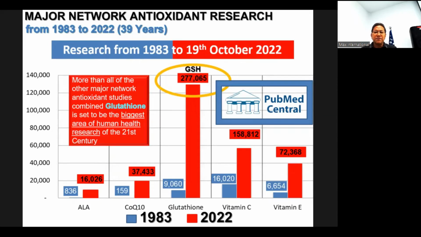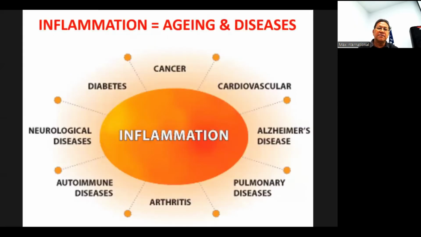The researchers won't be wasting their time doing research on something that's not important. And the number of research papers published is an indication of how important it is. So as you can see, all the other 4 combined is just about the same as just one of them, which is glutathione. Okay, so that is to impress upon you the importance of glutathione in our life, for our health. Let's move on to its next important function as an anti-inflammatory agent.